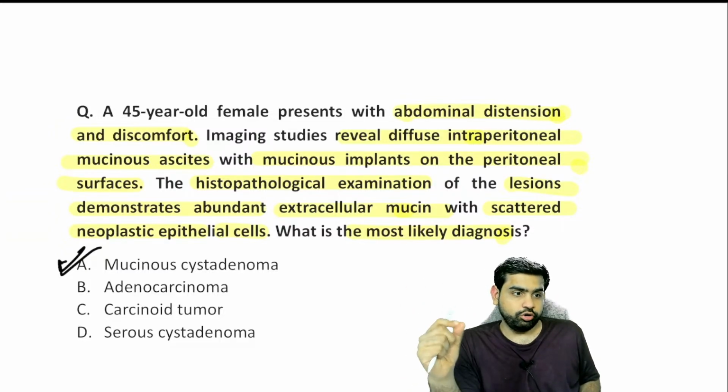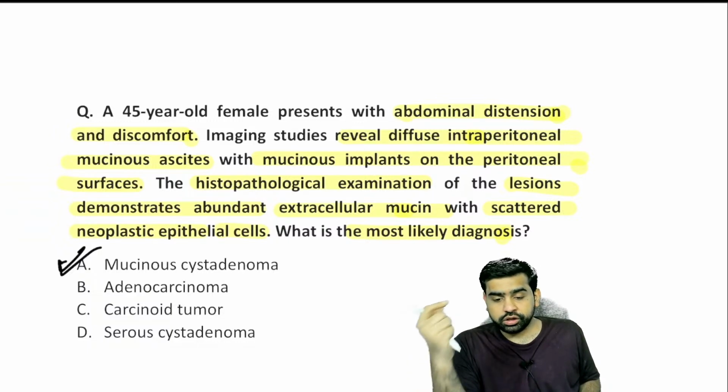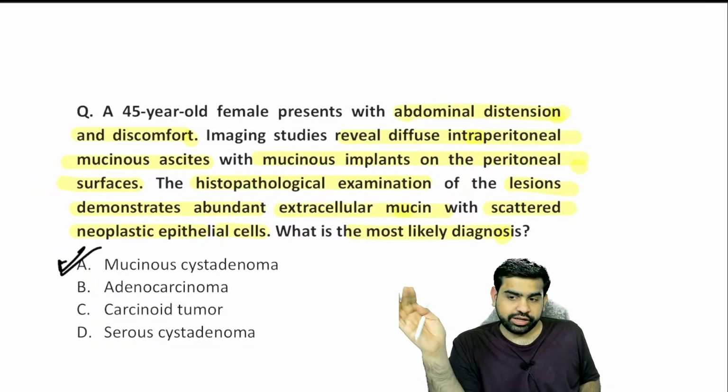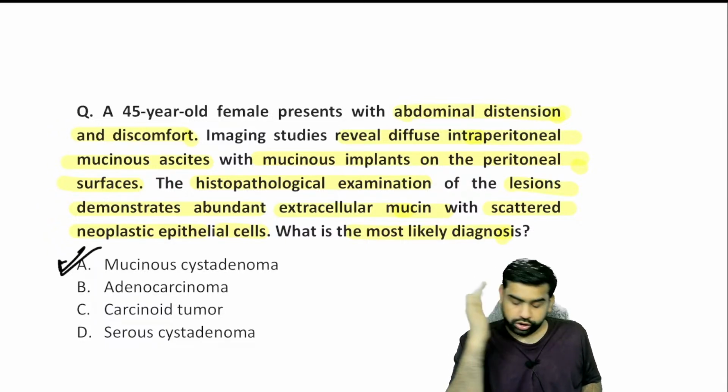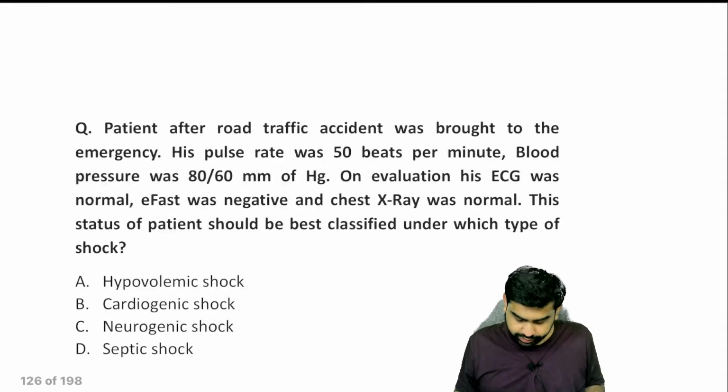It is not the carcinoid tumor, Dr. Ishan. I hope you got this. It is not the carcinoid tumor. A very, very characteristic description. The management of this is debulking surgery and intraperitoneal chemotherapy. That is what you give in these patients. Please try to understand this point.